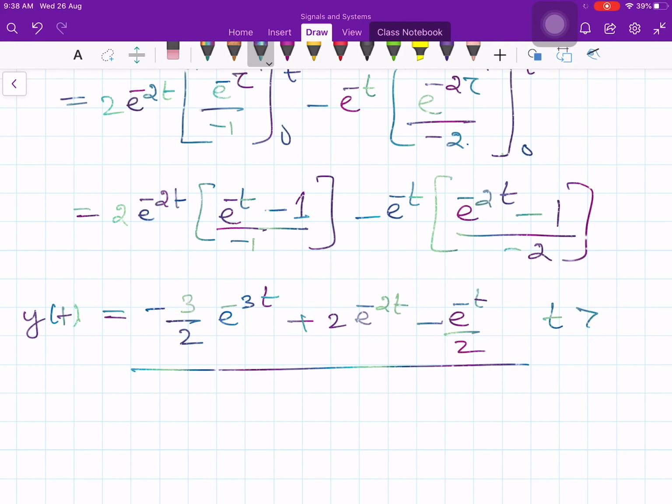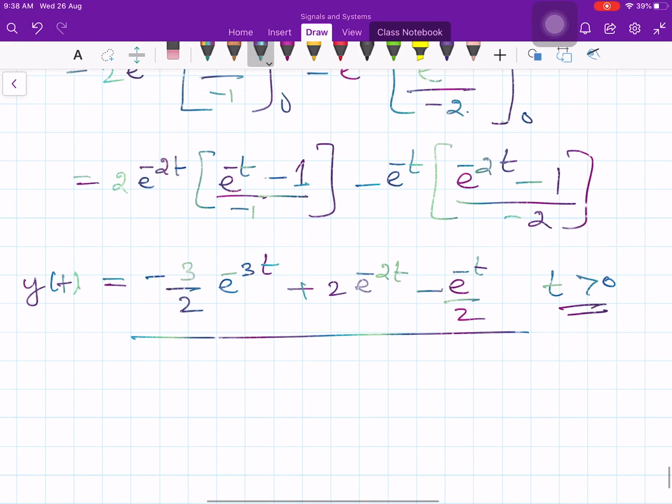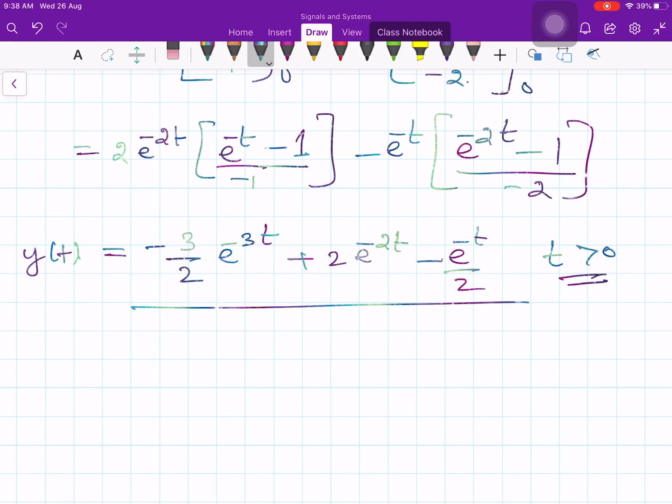Notice that in this particular example, we have found the complete solution. So, this is the complete solution. Whenever you find a solution for a system, you have two types of solution. One is complementary and another one is particular solution. If you solve a differential equation, you will get a complementary and particular solution.